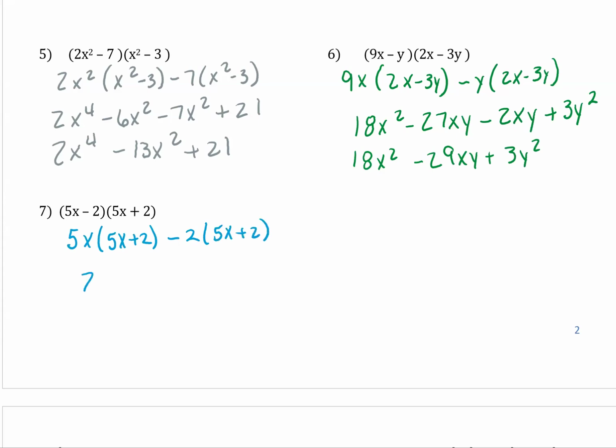Distribute the 5x, we get 25x squared. 5x times 2 plus 10x. Negative 2 times 5x is negative 10x, and negative 2 times positive 2 is a negative 4. Combine like terms, we just get 25x squared minus 4. Notice that this is the first time we've multiplied two binomials together, and the answer has been a binomial. So I put a little star by that one.